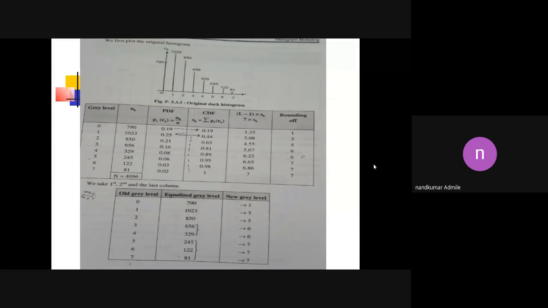Yes, roll number 30. Roll number 30, unmute yourself. Roll number 52, Imran Sheikh, unmute yourself. Imran Sheikh. Imran Sheikh is there? Unmute yourself.